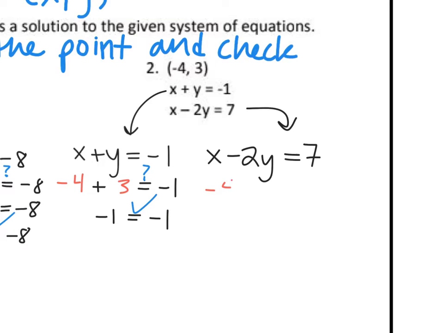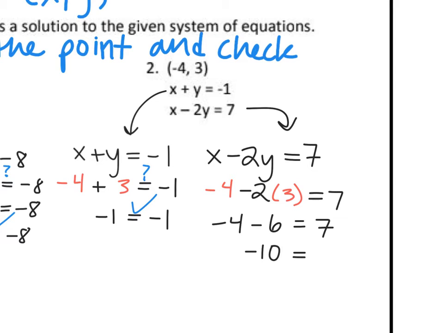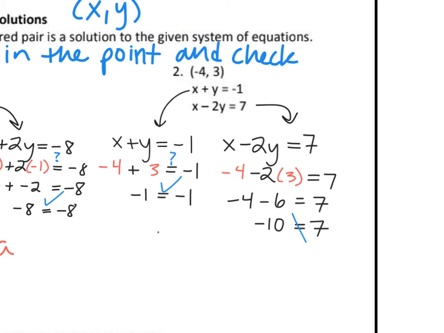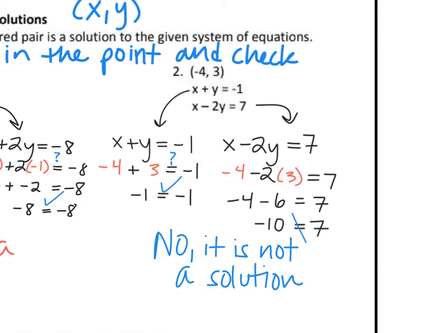Does not work for the second. So you end up getting negative 4 minus 6, which is negative 10. Is negative 10 equal to 7? No. So here's what you would do here. You would draw a slash through the equal sign, which means no, negative 10 is not equal to 7. Is it a solution then? No. Does not work for both. It only works for one. So you would say no, it is not a solution. It would have to work for not one of them, but both of them.